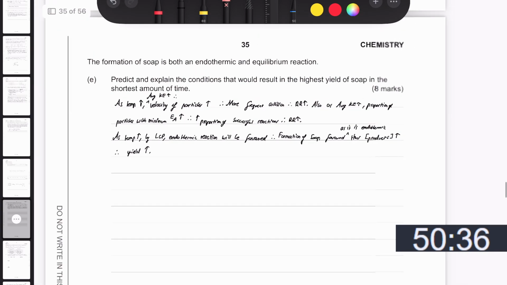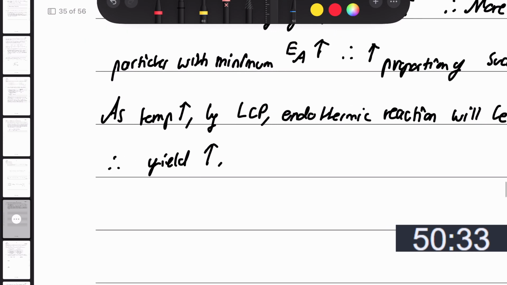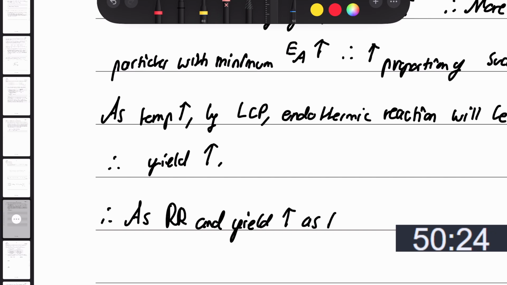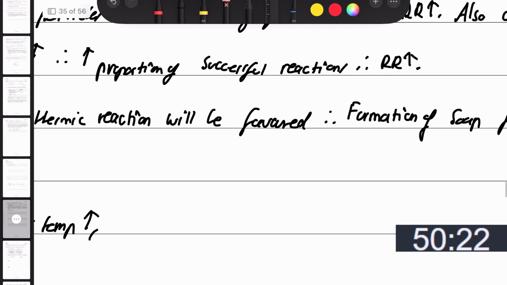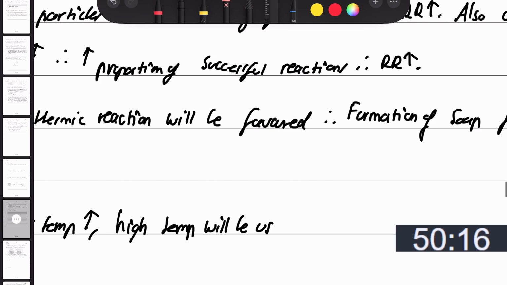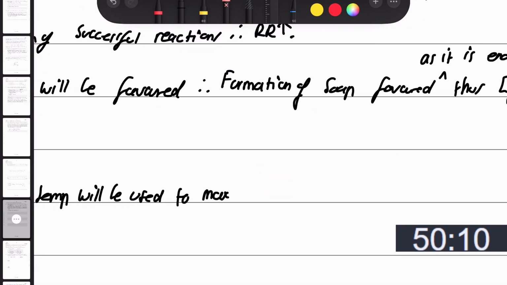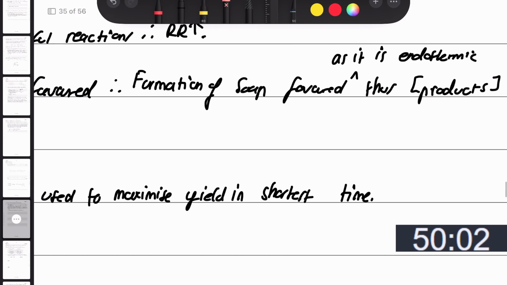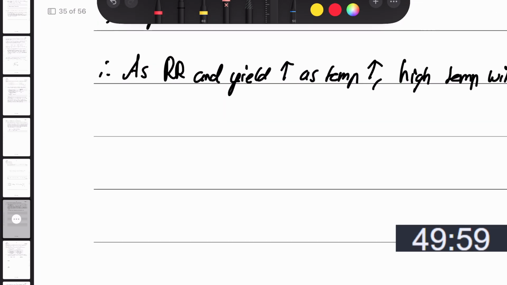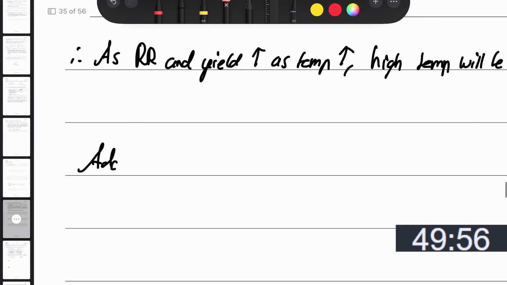And then temperature increase, therefore as RR and yield go up as temp goes up. High temp will be used to maximize highest yield in shortest time. Is that economic? No. And then we can maybe say addition of catalyst.